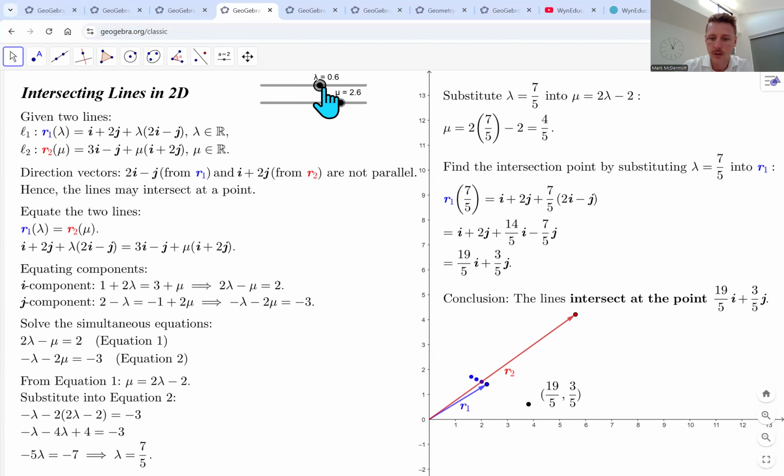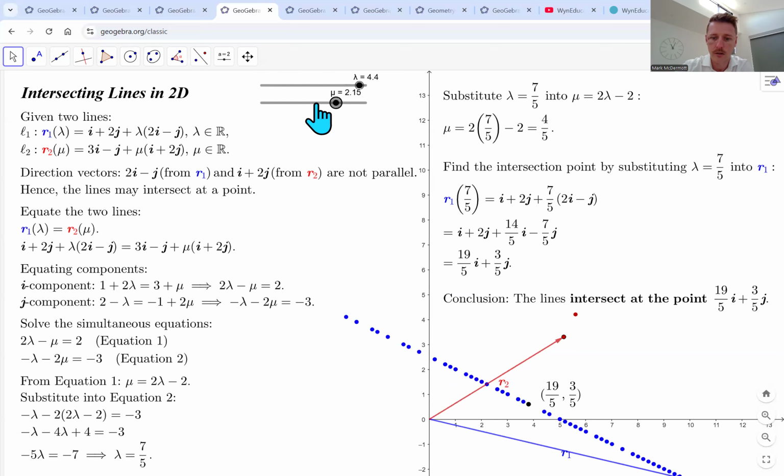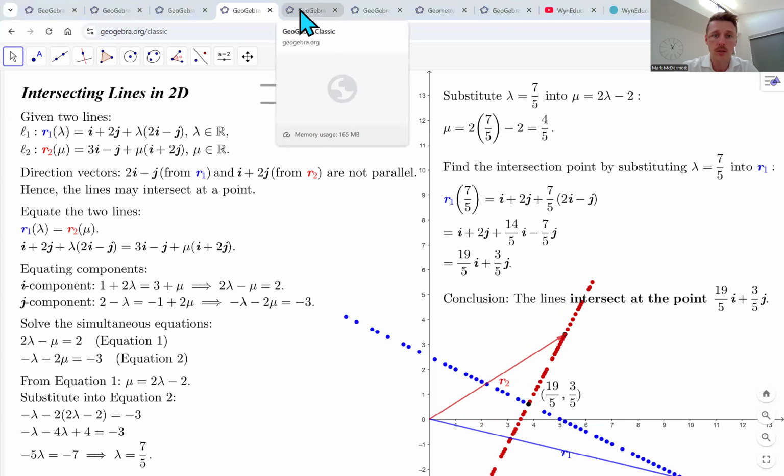And sure enough, we change the values of lambda, we get something like that, and then we change that. You notice that they intersect at that point. I think that's pretty cool. And that is how you find where two vector equations intersect in 2 dimensions. You just set them equal to each other and then crunch the numbers. Hopefully that is making a bit of sense. What we're going to do now is move into 3 dimensions. So let's try that.